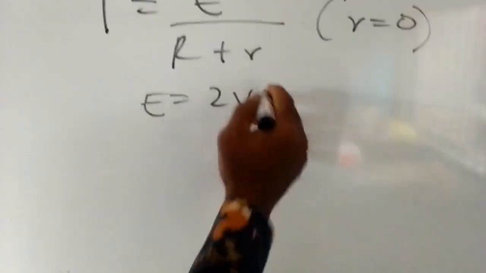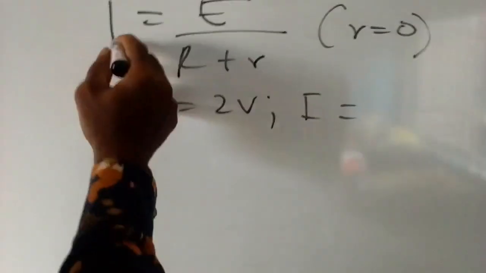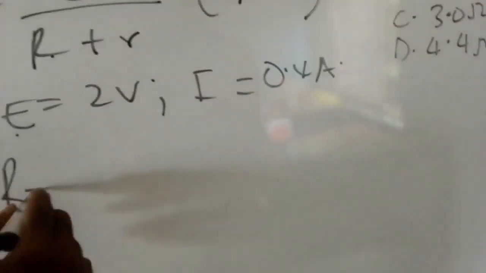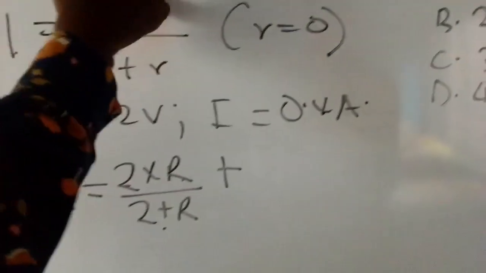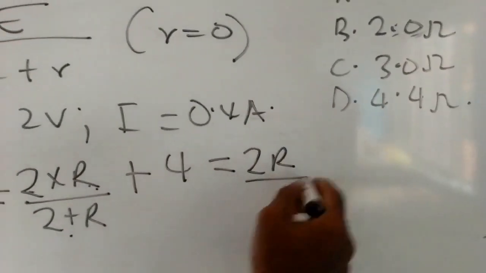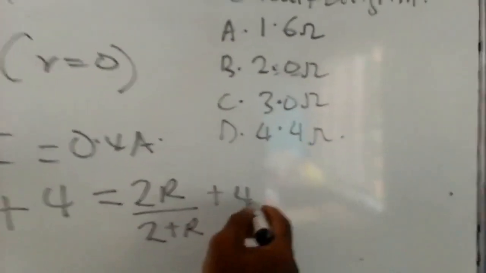So our E is 2 volts. Then our I, the current coming out from the battery, is 0.4 amperes. Our big R is obtained by combining the total external resistance, combining this and that. And as I told you, when you have 2 resistors in parallel, the simple way to combine them is to take their product and divide by their sum. That is 2 times R all over 2 plus R. Plus, this one is in series, which is 4 ohms. So when we solve this, that gives us 2R all over 2 plus R, then plus 4. This is the total external resistance.